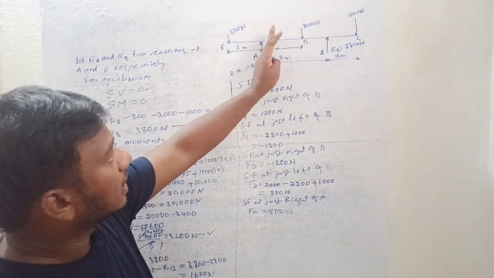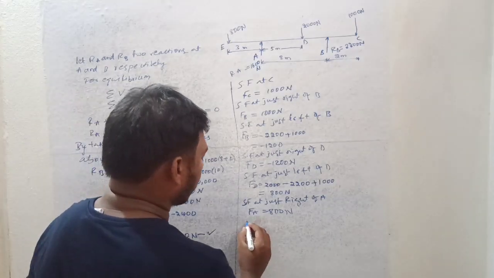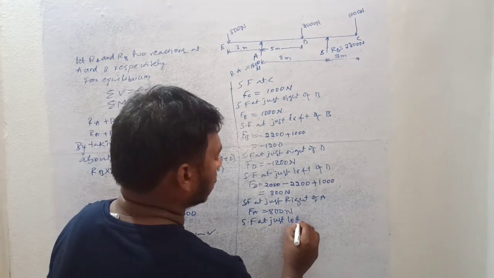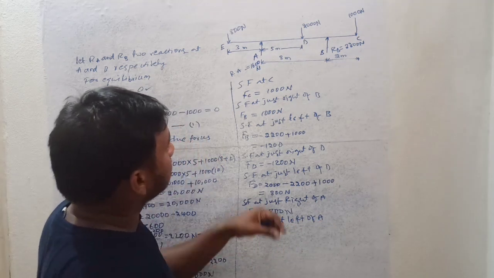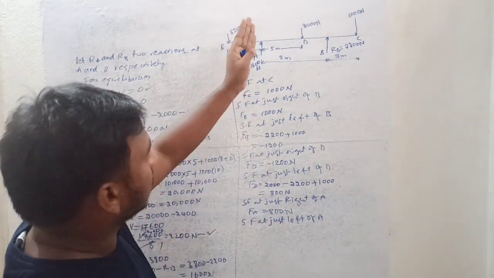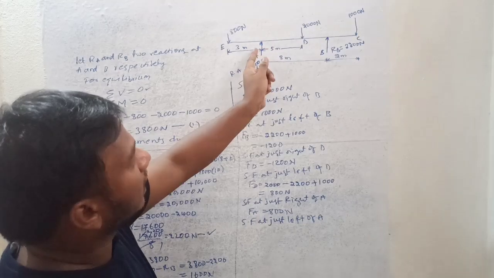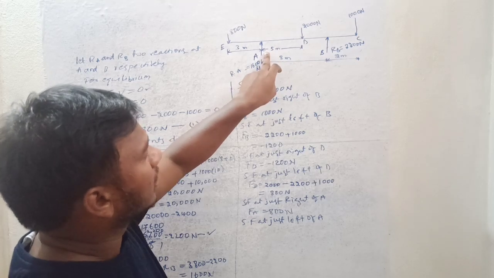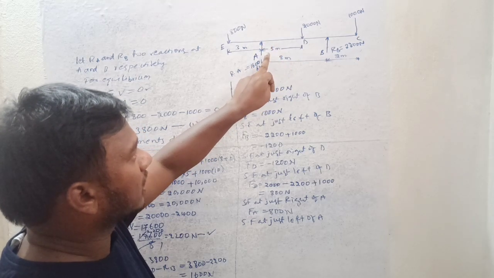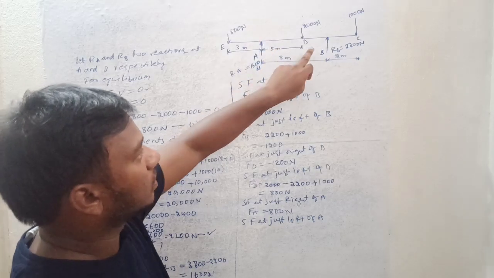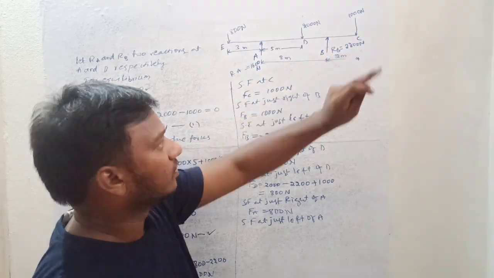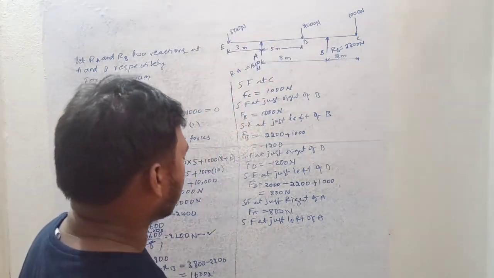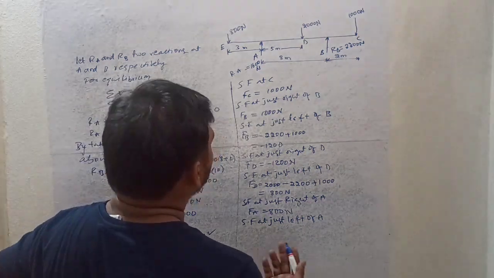But if I take just left of A, then what is the shear force just left of A? If we take a cross section and take the right portion, this RA is also included. What are all the forces acting right of this cross section? RA, 2000, and RB, and this one of 1000 newtons, right? Otherwise you can take left of the section also, and you will get the same, right?